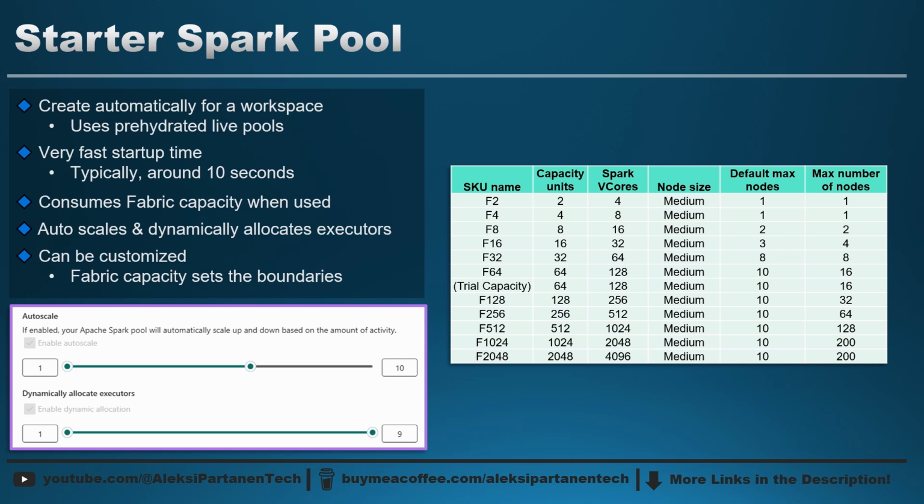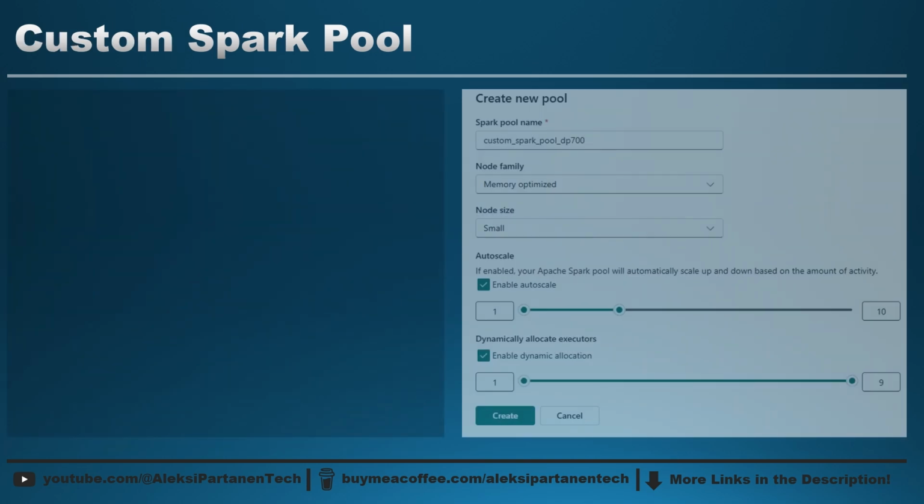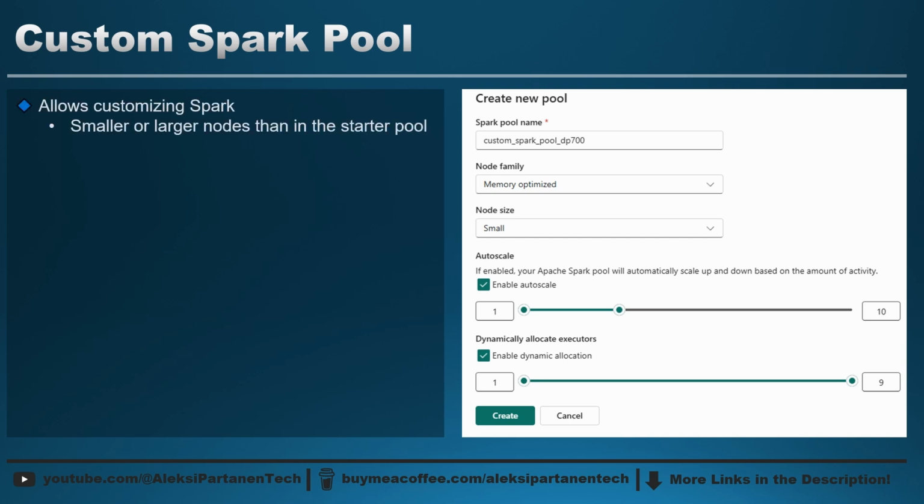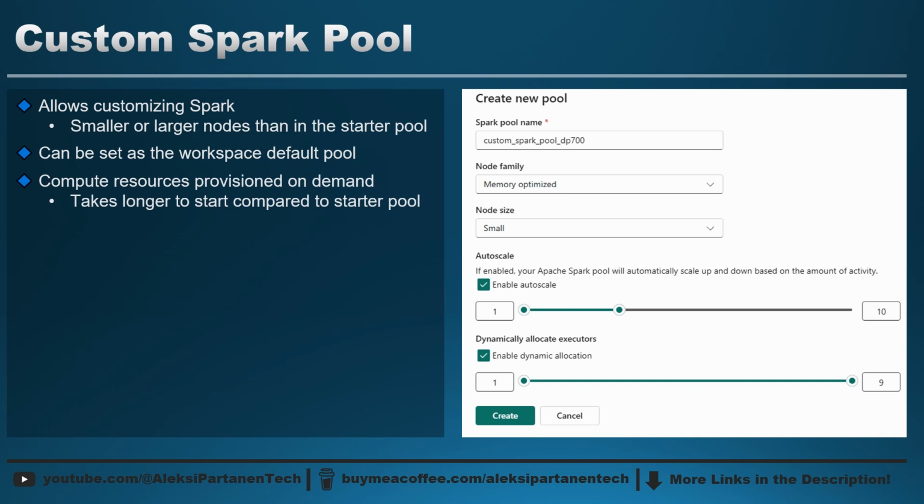Then we have the possibility to create a custom Spark pool. This allows customizing the pool configuration even more. With a custom pool, you can change the node size to smaller or larger from the default medium that is being used in the starter pool. When you have created this custom Spark pool, it can then be set to be the default pool for the workspace. But since you are now creating a custom pool for your needs, the compute resources for it will be provisioned on demand. This means that this pool won't be using those same always-on compute resources that are being used with the starter pool. This will then result in a startup time that is significantly longer than with the starter pool. So we're talking about a few minutes that it takes this pool to start.